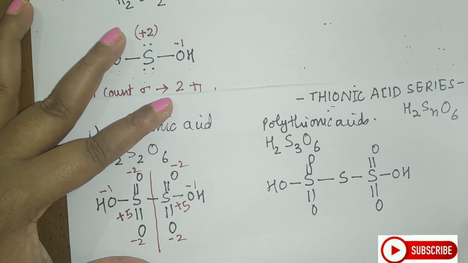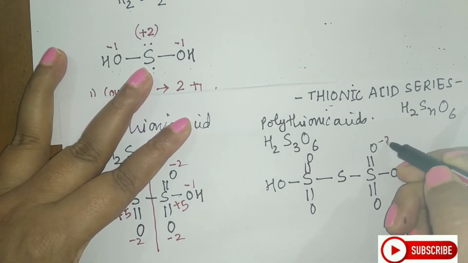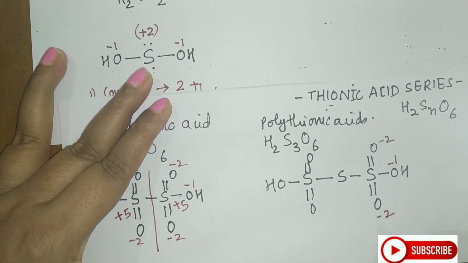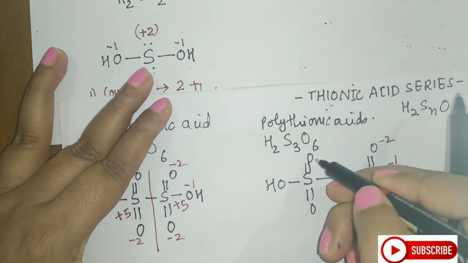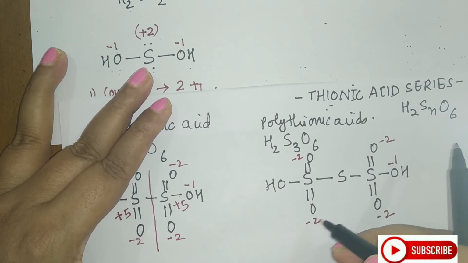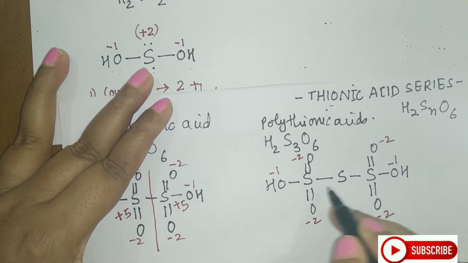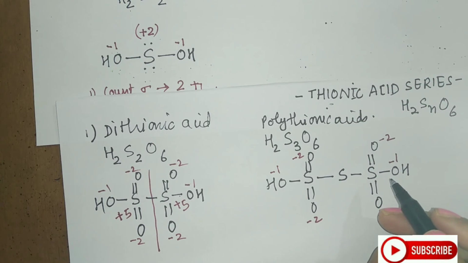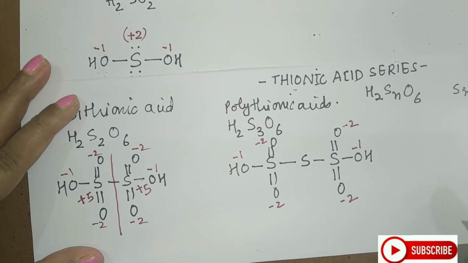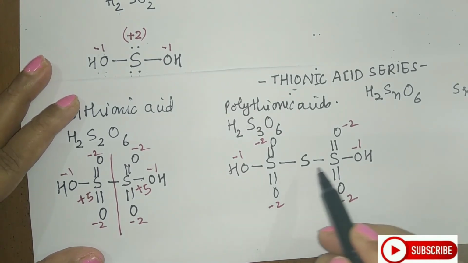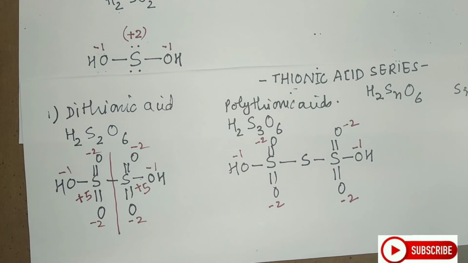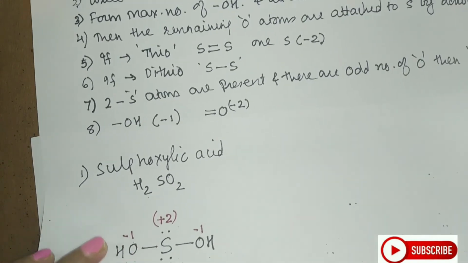Sulfur has a maximum of 6 bonds. This is -2, -1, -2. This is also -2, -2 and -1. So this is how you will assign the oxidation numbers. Here sulfur is bonded on both the sides. So let us assign the oxidation numbers in this way. Now if it becomes tetra, then it will become SSSS, like you have the sequence of sulfur to sulfur atoms. So this is how you have to use the rules to draw the structures for oxo acids.